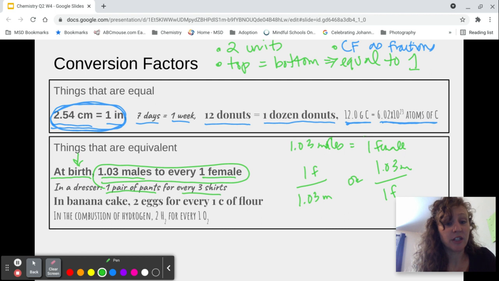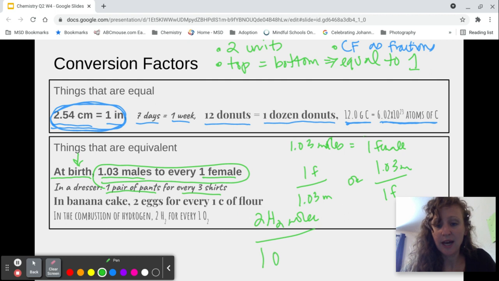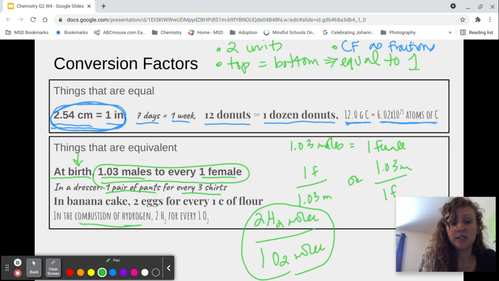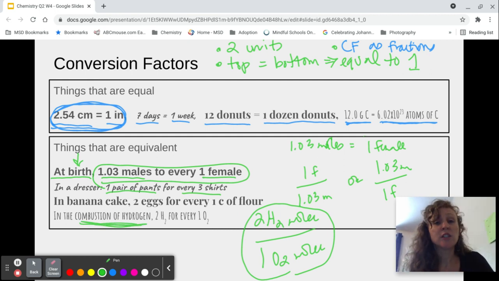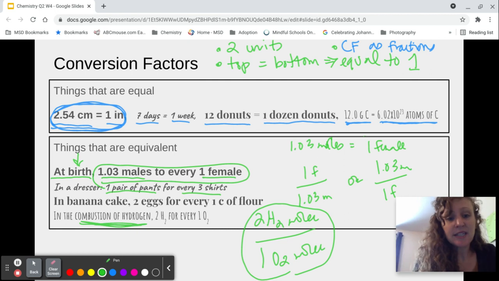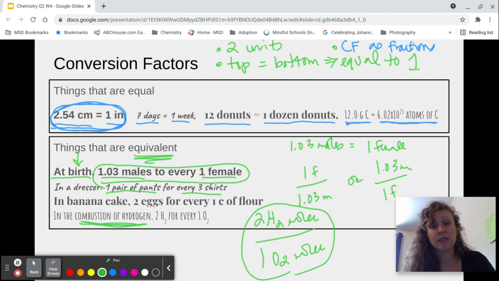In the combustion of hydrogen, you use 2 hydrogen molecules for every 1 oxygen molecule. So 2 hydrogen molecules for every 1 oxygen molecule can be used as a conversion factor as long as you're dealing with the combustion of hydrogen. Once you're dealing with a different reaction, let's say the decomposition of baking soda, this ratio is not true for the decomposition of baking soda, and you can't use it anymore. So equivalent statements can be used as conversion factors as long as you match the context.